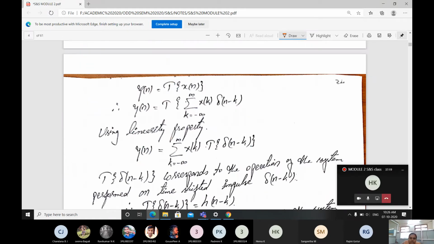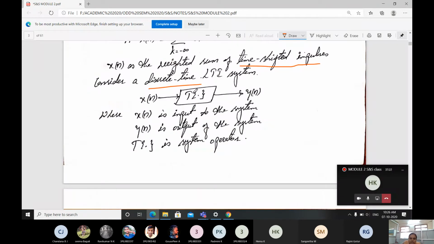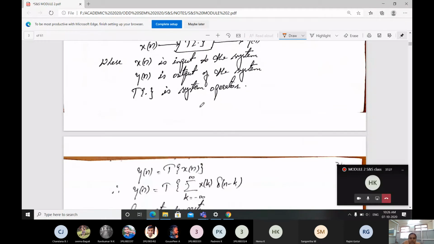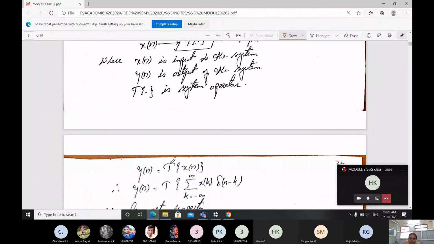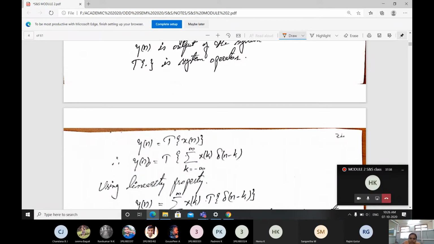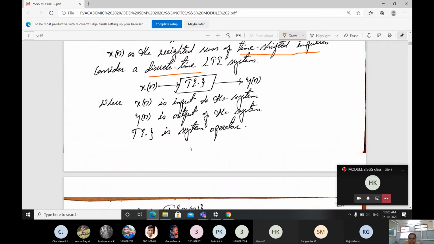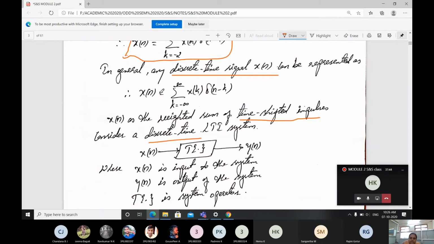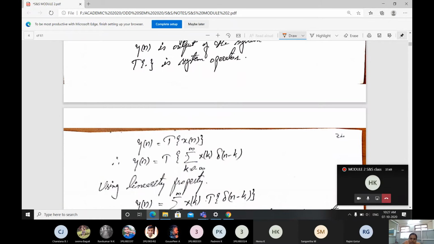The system is going to be processing based on the input we apply. For that reason, the output I can write as y of n is equal to T of x of n. This operator is whichever operation you are going to perform on the x of n signal. Then what is our x of n? We derived it: x of n is given by this equation. You just substitute here: k varying from minus infinity to plus infinity, x of k delta of n minus k. Close this bracket.